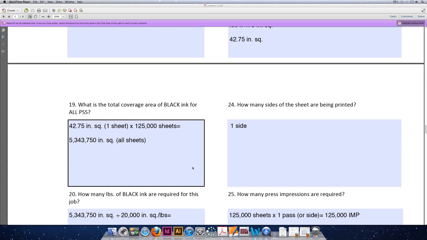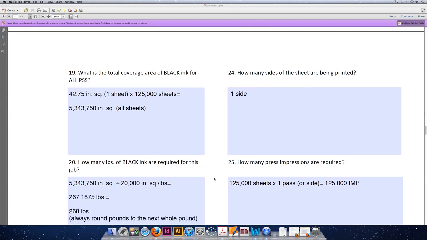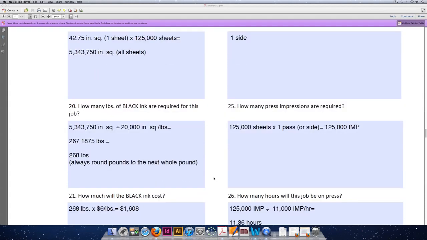We're printing 125,000 press-size sheets, so multiply 42.75 times 125,000 sheets to get a total ink coverage area for black ink of 5,343,750 square inches. That represents the ink coverage for all of the sheets in our job. From there, we can calculate the total number of pounds needed by taking the total coverage area and dividing it by the ink spread, or the coverage area for 1 pound of ink. For our problem, that's 20,000 square inches for every 1 pound.